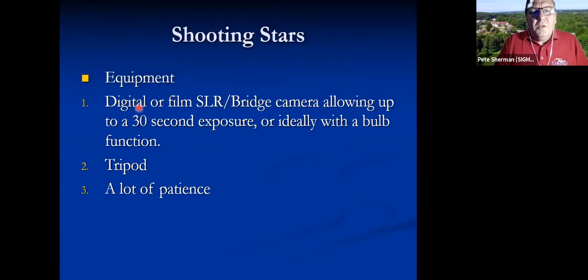Okay, so we're starting off. We're going to start with shooting stars. Now, what do you need just to shoot the night sky? Basically, a digital or a film camera, if some people still like film, I mean, you can still get film, I believe. An SLR camera or a bridge camera, which allows up to about a 30-second exposure, or ideally having a bulb setting where you can actually hold the shutter open.